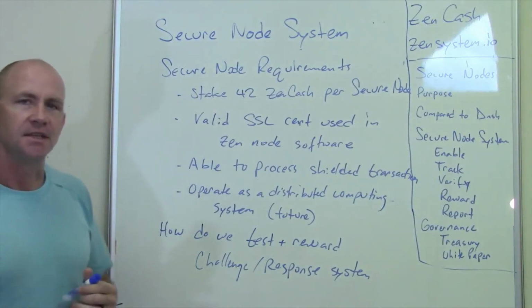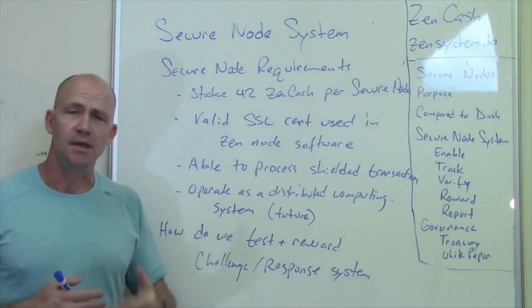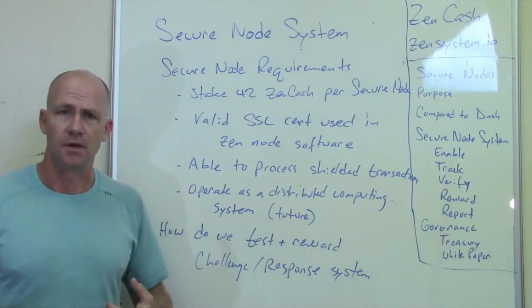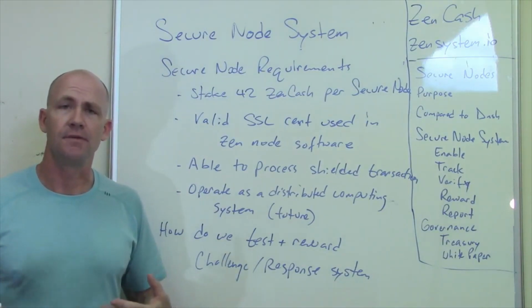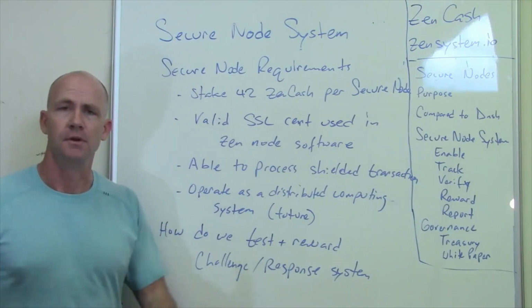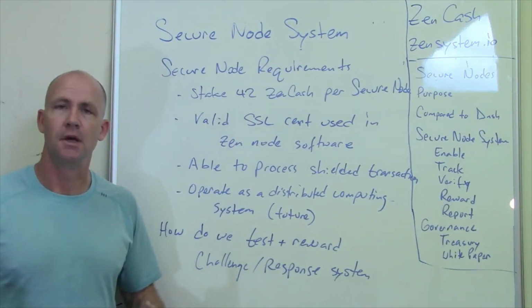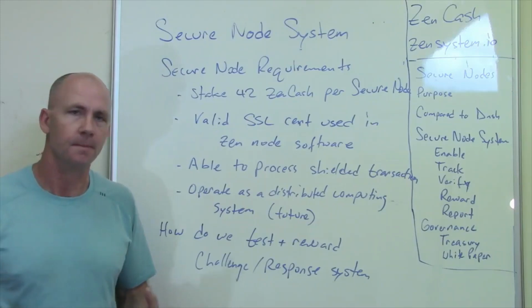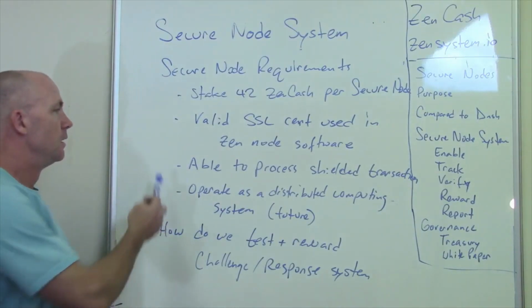You need to have a valid SSL certificate that's used in the Zen node software. Obviously, if we're going to use SSL or TLS certificates to be able to do encryption between the nodes, you've got to be running it on the node software, and it's got to be valid.